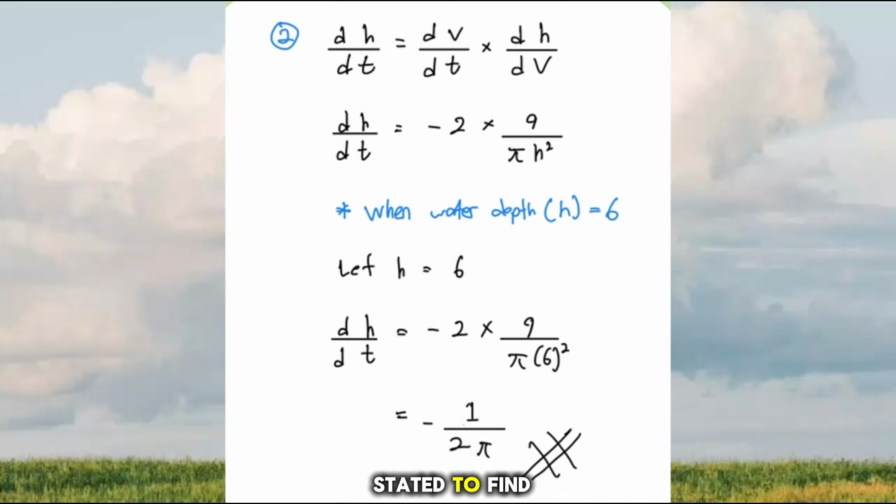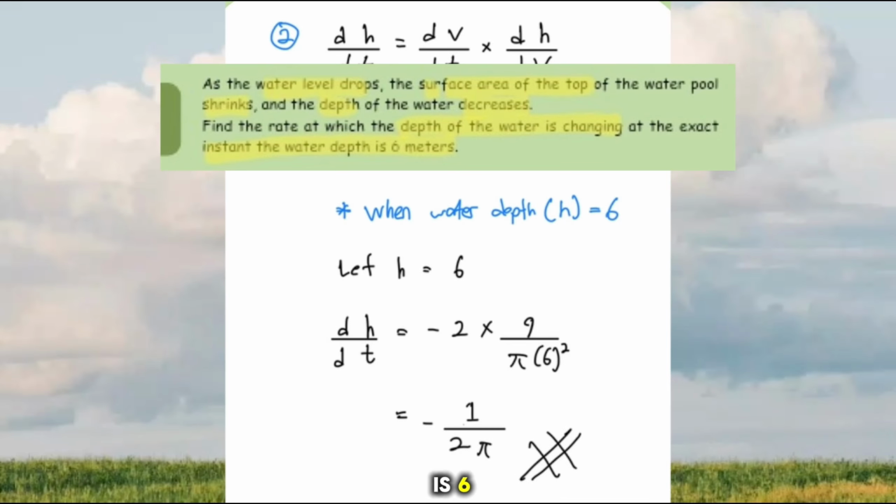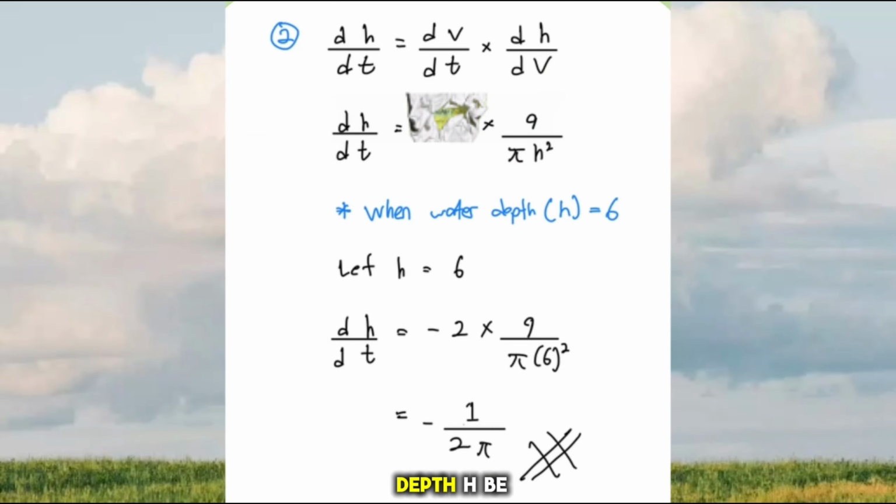The question also stated to find the rate at which the depth decreases at the instant the water depth is 6. By letting depth h be 6, we get the final answer of negative 1 over 2 pi. And remember, we need to keep the negative because the water is exiting the container.